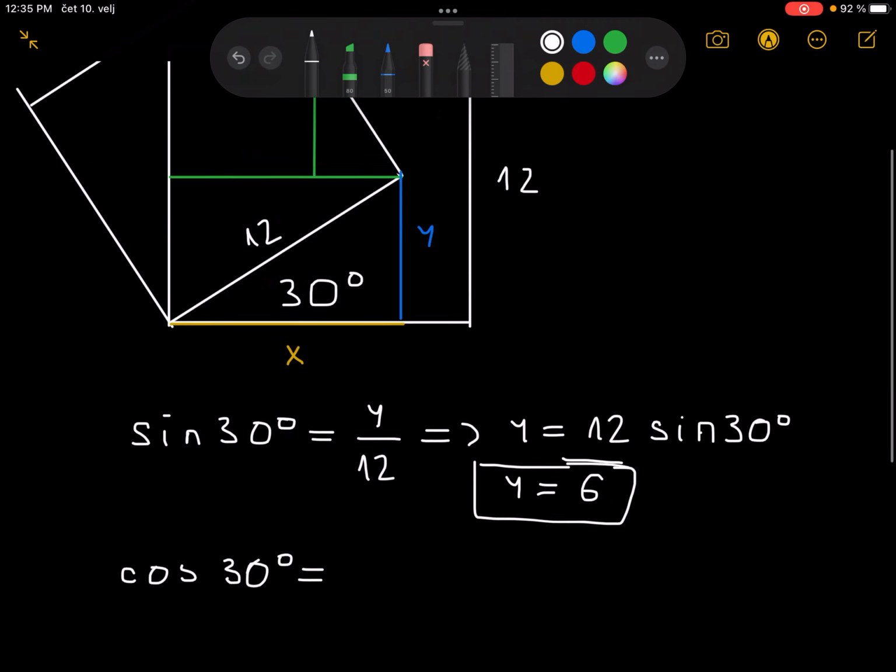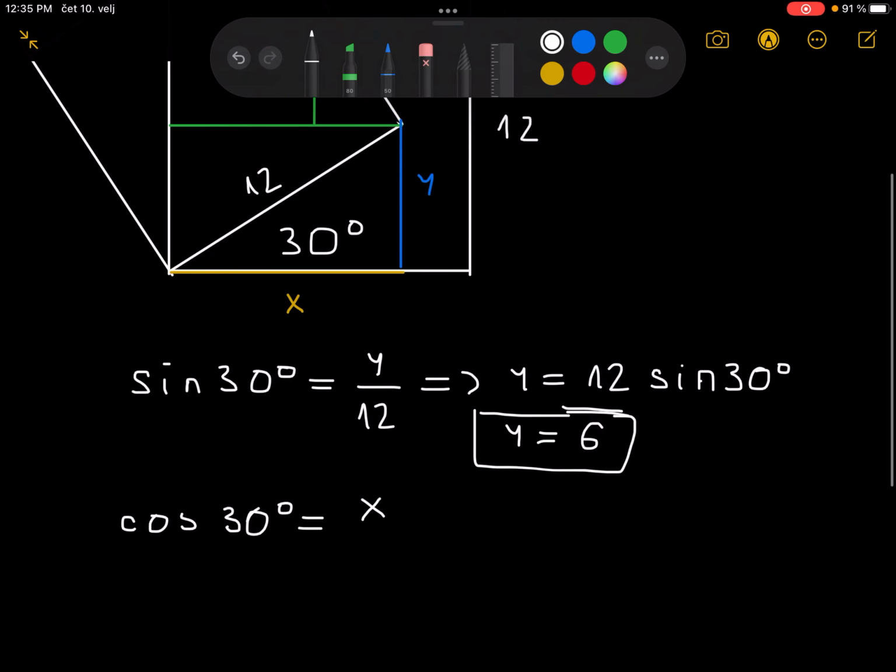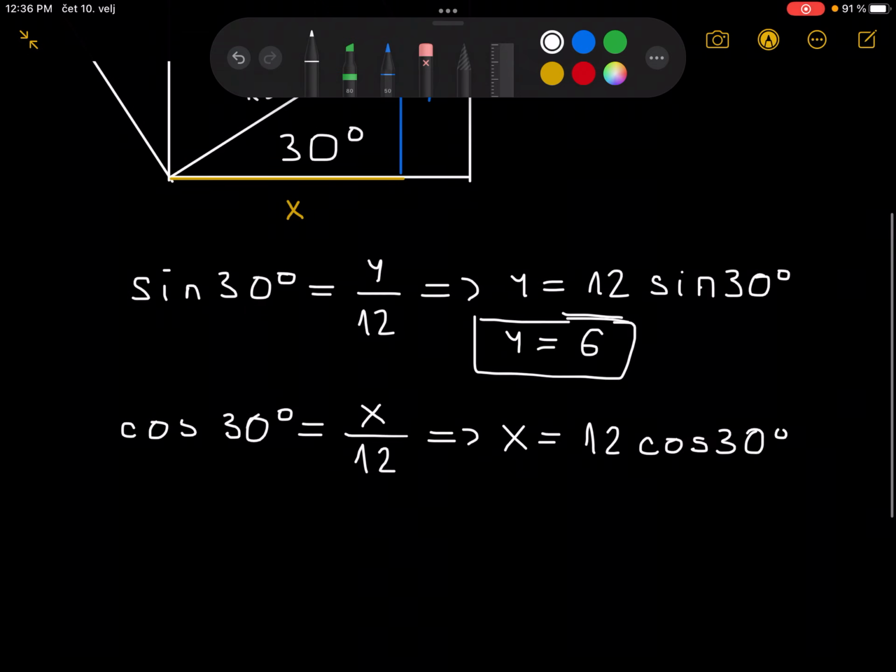Okay? Now, when we look at the cosine of 30 degrees, it's going to be equal, from the picture, to x over 12. And from here, it follows that x is equal to 12 times the cosine of 30 degrees. The cosine of 30 degrees is equal to square root of 3 over 2. So x must be equal to 6 times the square root of 3.